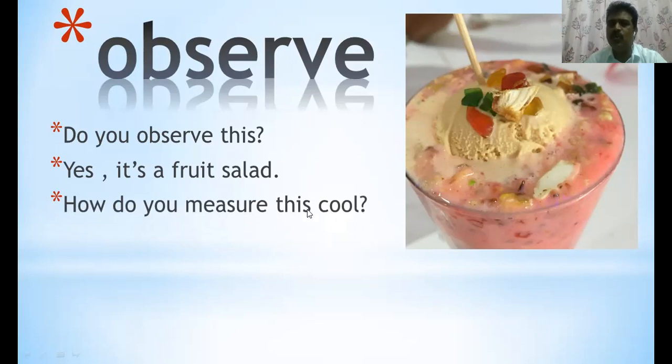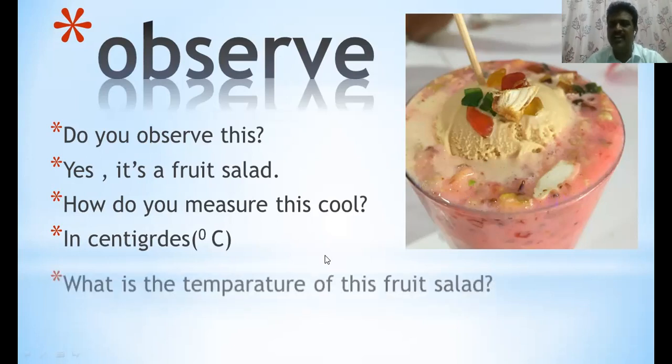Now what about this cool? This cool also will be measured in degrees centigrade. But what is this coolness? How much degree centigrade? 500? We said that for fire, it's 500 degrees centigrade. What about this one? 100? No, 100 means very hot. 50 degree? 50 degree also very hot. Then what do you say?